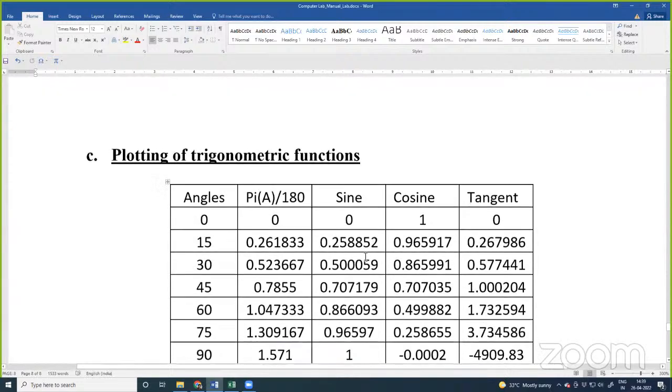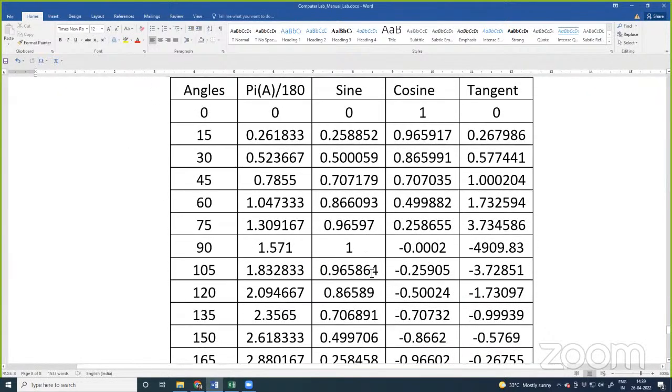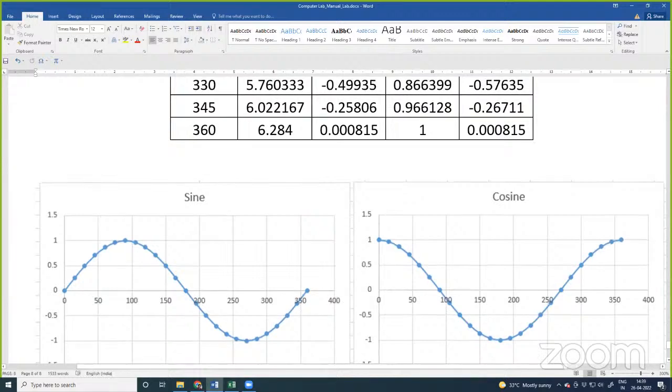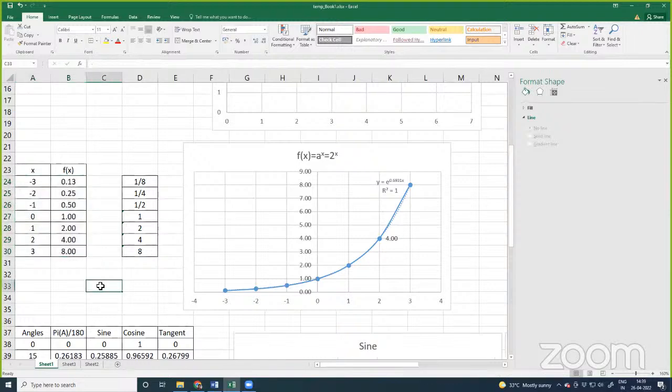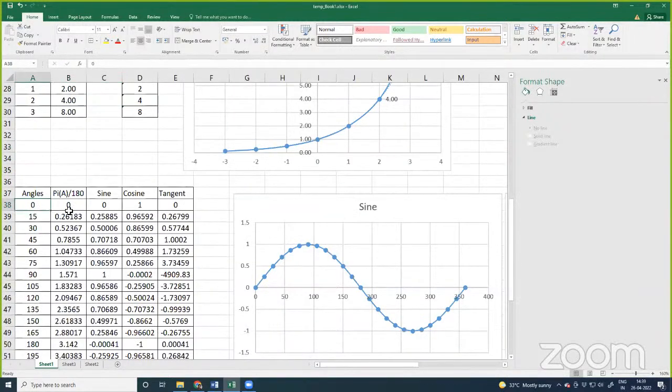Then the plotting of the trigonometric functions I have shown. Maybe make use of the same thing here. Sine, cos, like what I plotted for sine and cos. See, this is the sine value. Angles in degrees are converted into radians, then sine, cosine, tangent. I just put sine of the angle, cos of the angle, tan of the angle. You got the values.